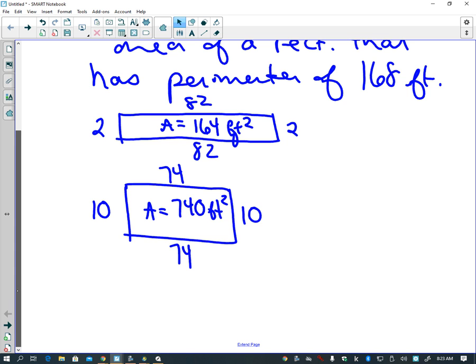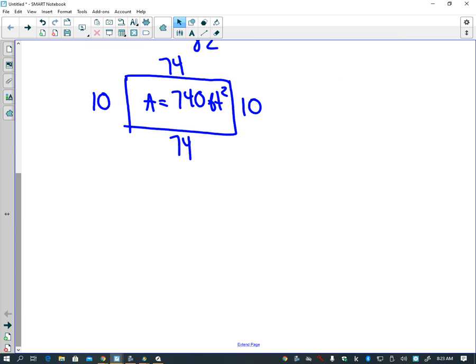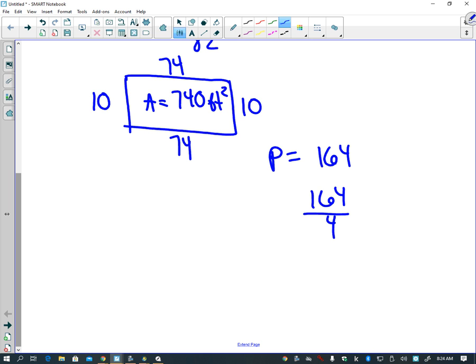So this is the rule that I want you to understand. The closer that a rectangle gets to becoming a square, the greater its area is, and the maximum area of a rectangle given a perimeter is a square. Does that make sense? So if I have 164 feet in perimeter, what should I do? Wait, it's 168. We take 168 and divide it by 4, and that's 42 feet.